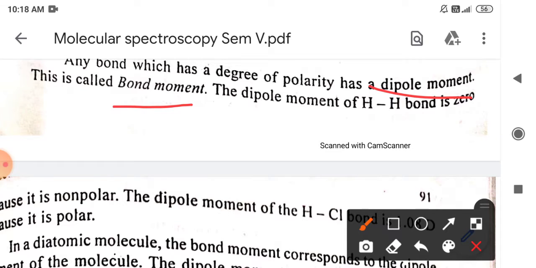Okay, so this bond moment is representing what? The dipole moment of each bond. Okay, individual bond. So if we consider this hydrogen-hydrogen bond, there is only one bond. For one bond we can have the particular dipole moment of that bond, but here only one bond is there. So the overall dipole moment of the molecule is again the dipole moment of this particular bond only.